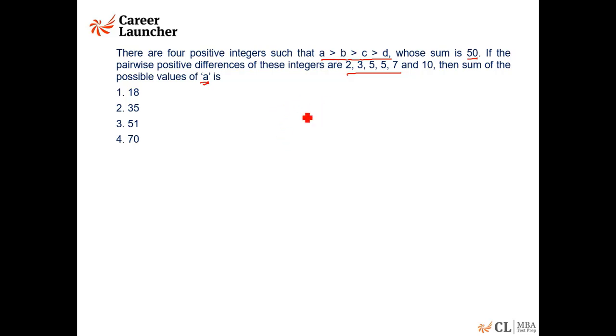Let me explain. Let us look at a, b, c, d. The biggest difference is 10. Obviously, this 10 will be the difference between a and d only. So if d is 0, a has to be 10. Now there are two 5s. The difference of two pairs is 5. That means one of the numbers has to be 5. Either b or c will be 5. Let me take c to be 5.